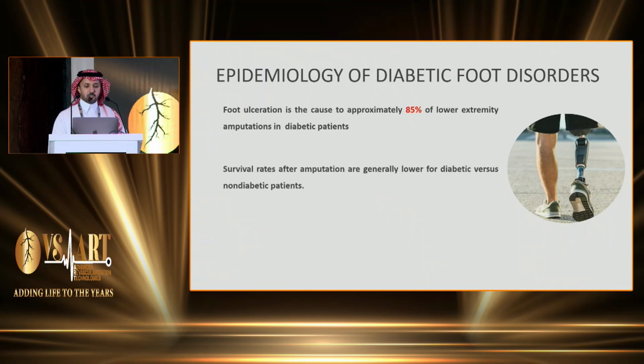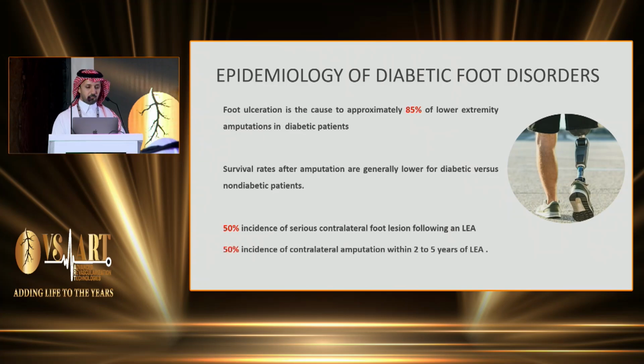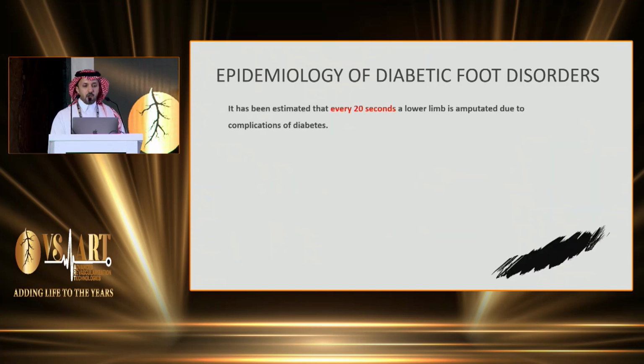Survival rates after amputation are generally lower for diabetic versus non-diabetic patients, and there is a 50% incidence of a serious contralateral foot lesion following a lower extremity amputation, and a 50% incidence of contralateral amputation within 2 to 5 years of lower extremity amputation. It has been estimated that every 20 seconds in the world, a lower limb or a part of a limb is amputated due to complications of diabetes.